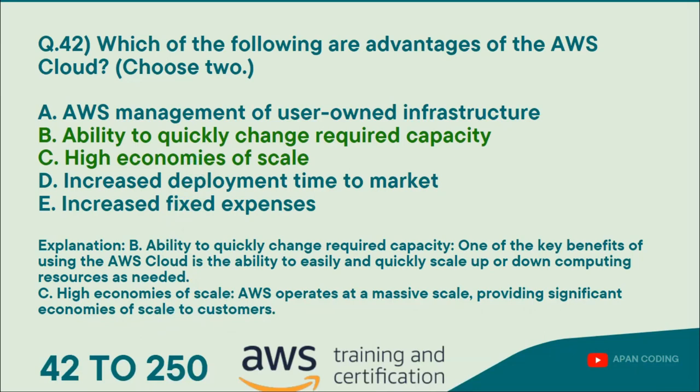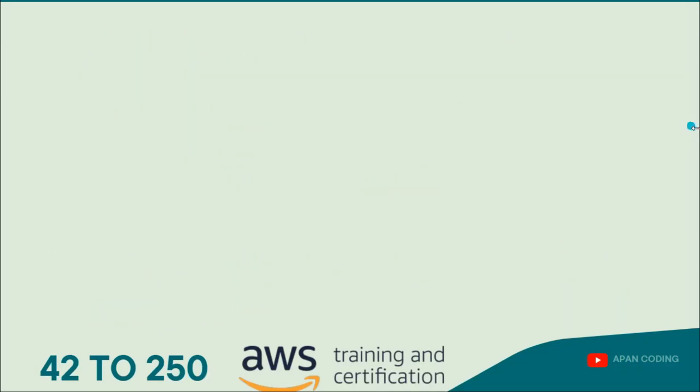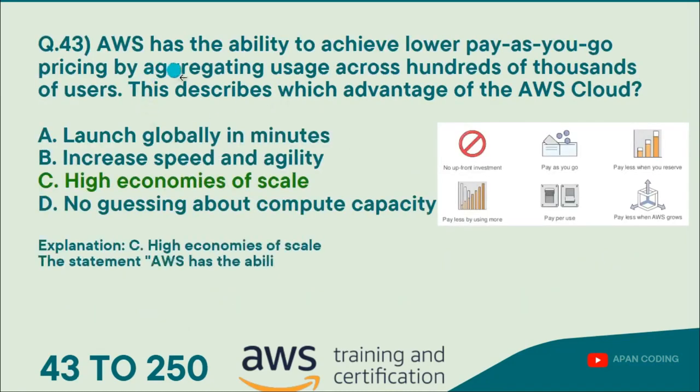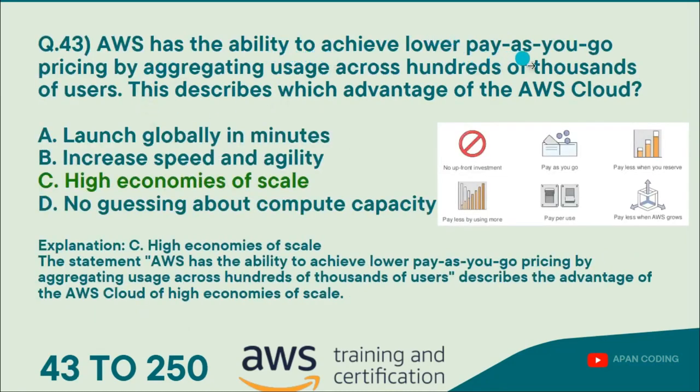Okay friends, moving on to the next, we will see question number 43. AWS has the ability to achieve lower pay-as-you-go pricing by aggregating usage across hundreds of thousands of users. This describes which advantage of AWS? High economies of scale. The explanation is here: the statement that AWS has the ability to achieve lower pay-as-you-go pricing by aggregating usage across hundreds of thousands of users describes the advantage of high economies of scale.